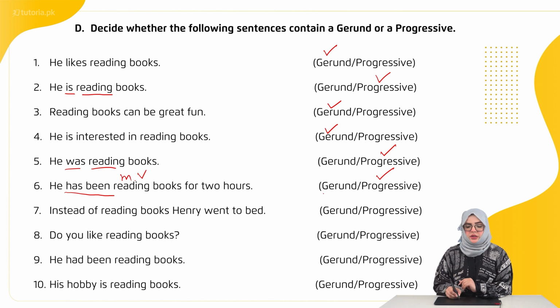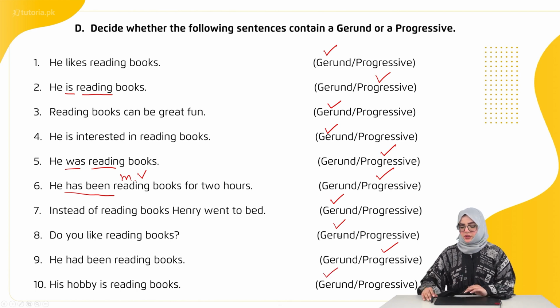Seventh is instead of reading books, Henry went to bed. Instead of what? तो ये हमारे पास gerund आ जाएगा. Do you like reading books? ये भी gerund आ जाएगा. He had been reading books. This is progressive. His hobby is reading books. This is gerund. So we are done with our exercises related to grammar.